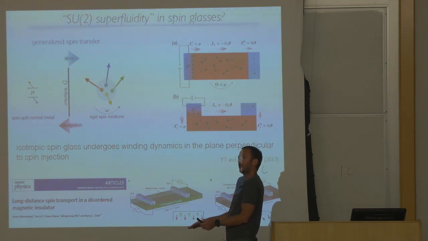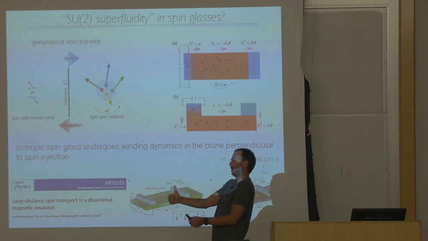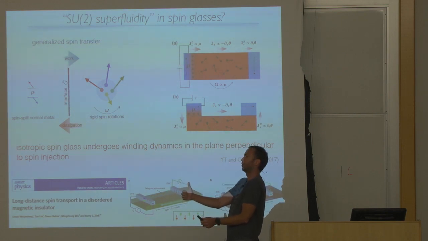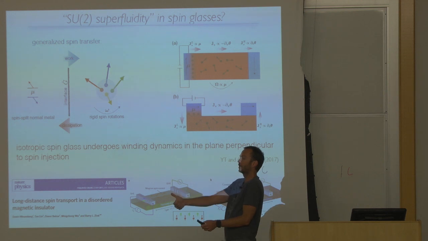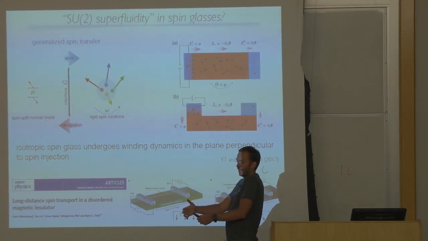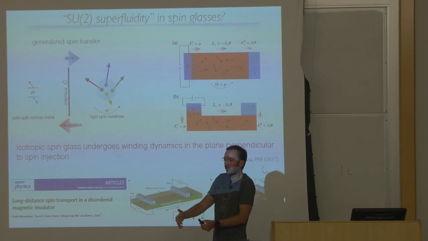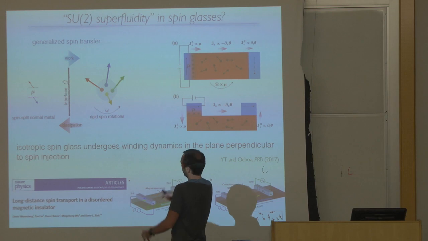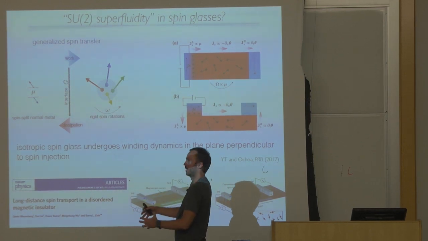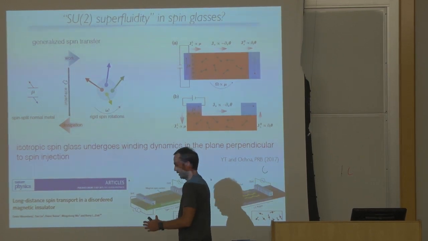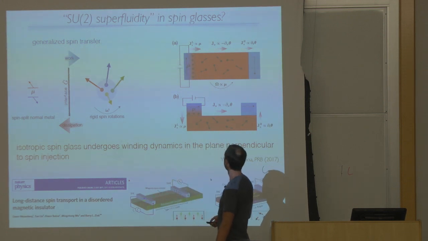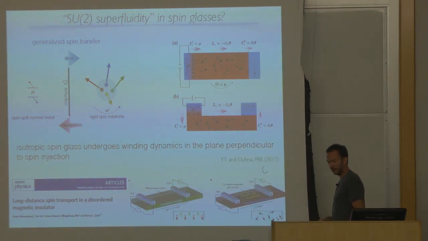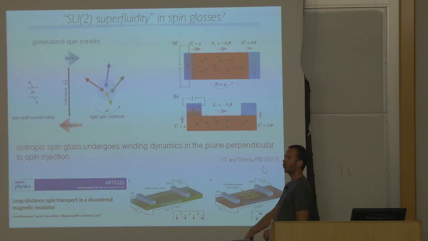Before, if I start with an XY magnet, I would have to inject spin by spin Hall effect perpendicular to the easy plane. For a spin glass, I can inject spin arbitrarily, and the spin glass can still accommodate the spin injection via this sort of SU(2) winding that is now readjustable according to the direction of the spin accumulation. Okay, so the same physics applies. So our suggestion now is to look for strong non-local signals through disordered amorphous materials.